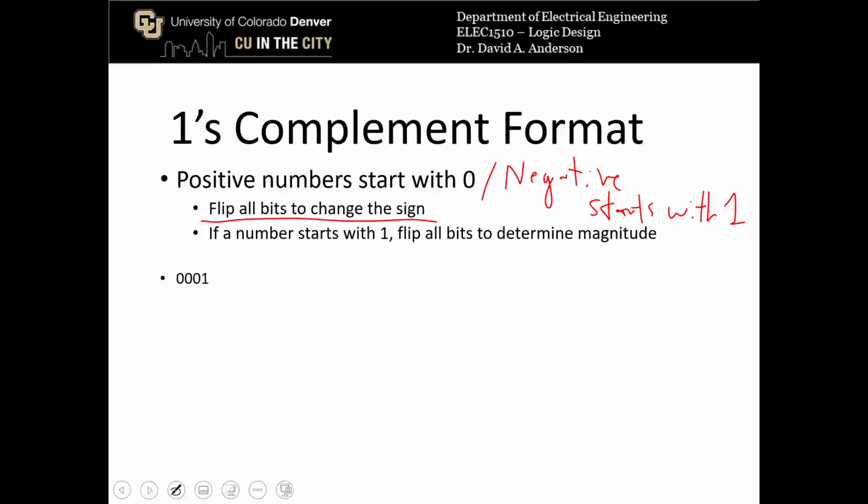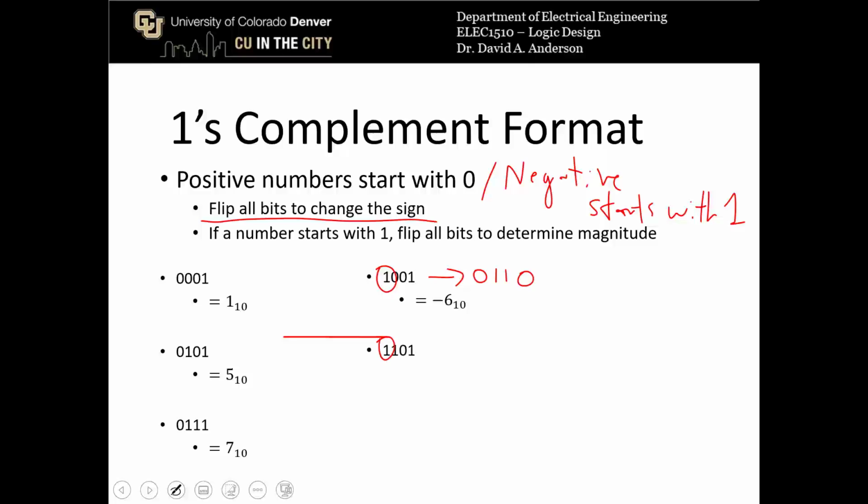Let's look at 0001. Since that starts with a 0, it's positive, and so then we know that it's positive 1 in base 10. 0101 again starts with a 0, so it's 5 in base 10. 0111 again is 7 in base 10. 1001 starts with a 1, so it's a negative number. Now, in order to figure out what the magnitude of this number is, we have to flip all of the bits. So if we flip all of the bits of this, that's going to be 0110, which is 6. So that's negative 6 in base 10.